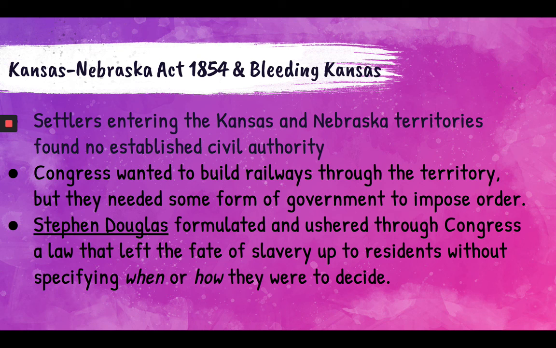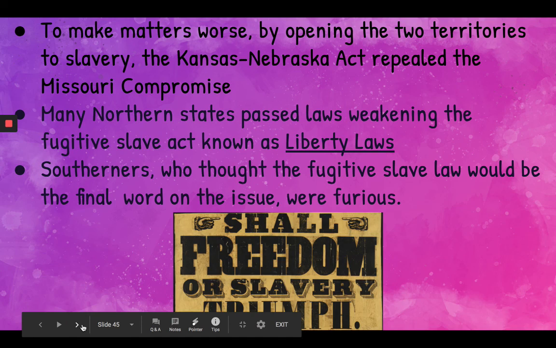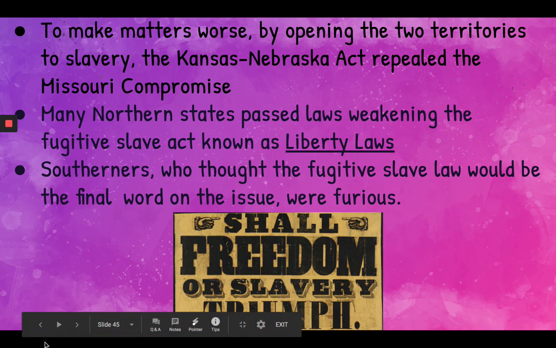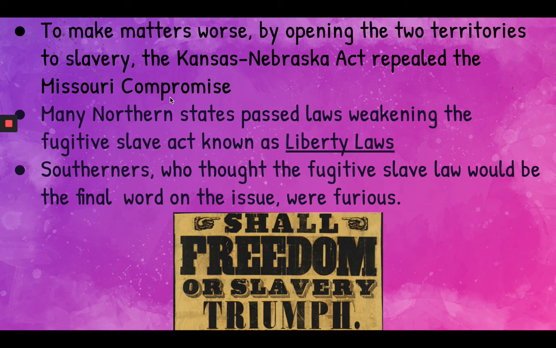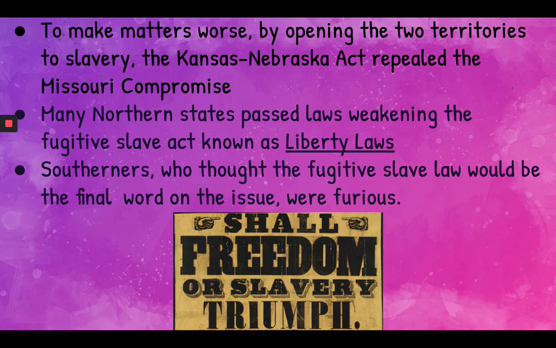And Congress, led by Stephen Douglas, wanted to build a railway through this area, but you couldn't do that without some type of established government, because the railroad's going to bring towns and people and businesses. To make matters worse, by opening the two territories to slavery, the Kansas-Nebraska Act would repeal the Missouri Compromise, the Compromise of 1820, because the southern border of Kansas was right above the 36°30′ line. So if we were following the Missouri Compromise, then automatically Kansas and Nebraska would be free. But clearly we're not following that.